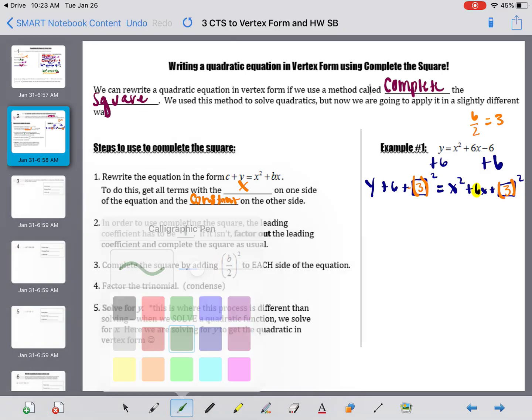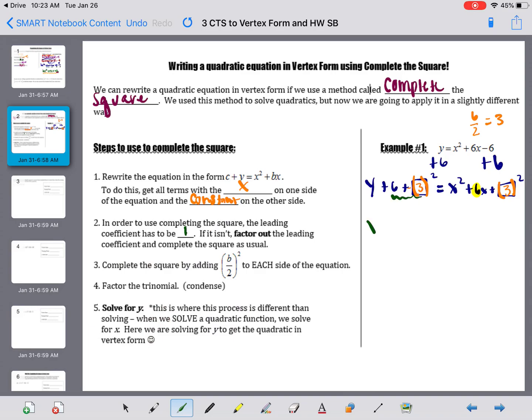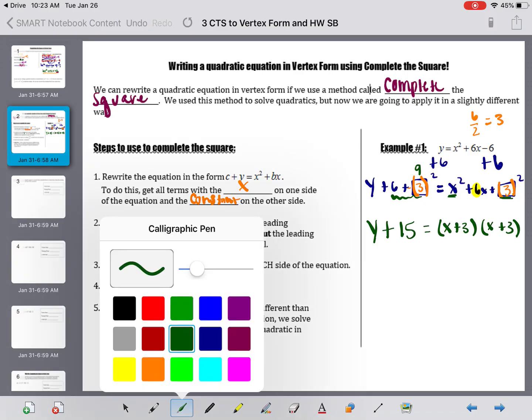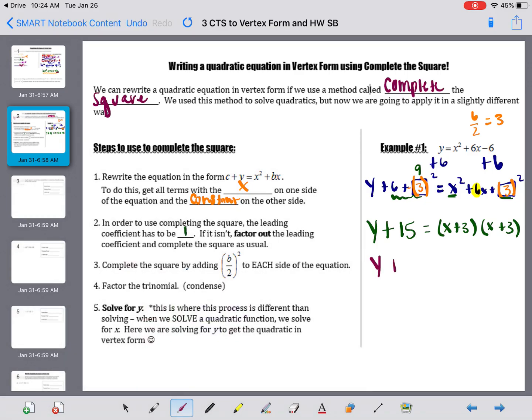Then, clean it up. We are going to plug that in. So we get y plus 6 plus 3 squared is 15. Good, 3 squared is 9. 6 plus 9 is 15. Equals. And we're going to factor. I'll do the long way here. When we factor, remember we make 2 parentheses. We have x squared in the front, 3x in the back, so each one becomes x plus 3 and x plus 3. So we can condense that down and we get y plus 15 equals x plus 3 squared.